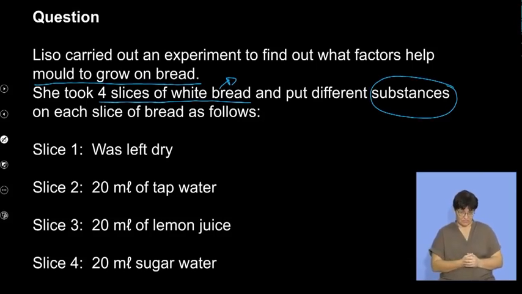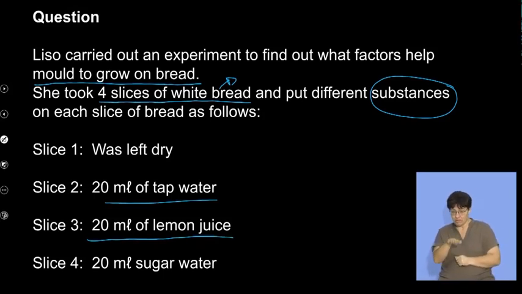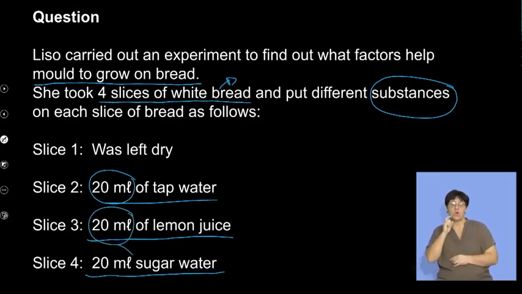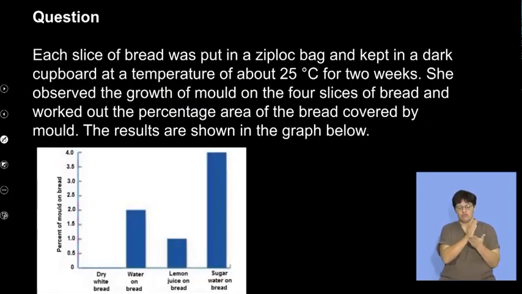So on slice 1, she left it dry. On slice 2, she put some tap water on. On slice 3, she put some lemon juice. And slice 4, she put some sugar water. Guys, I hope you notice she used the same amount. Controlled variable. Fixed so that you make sure that it's reliable.